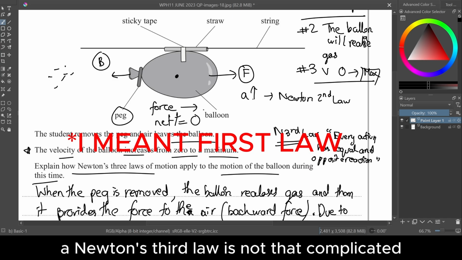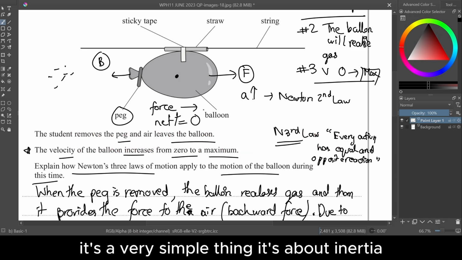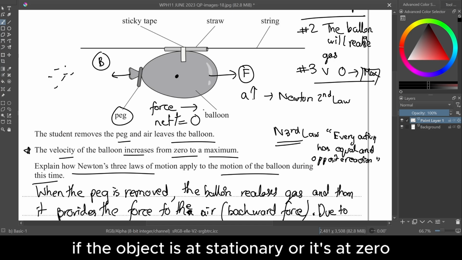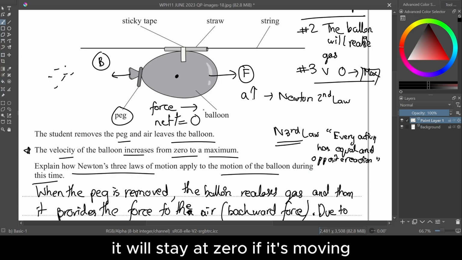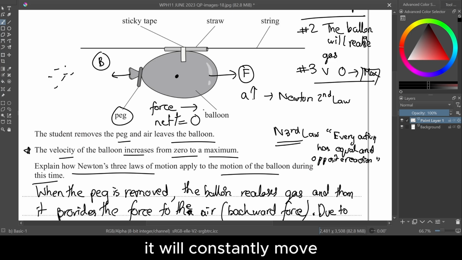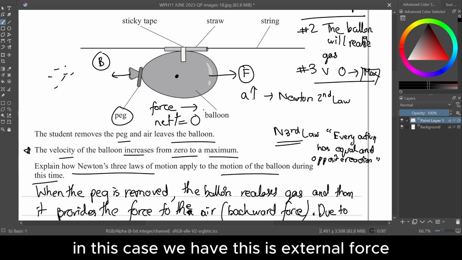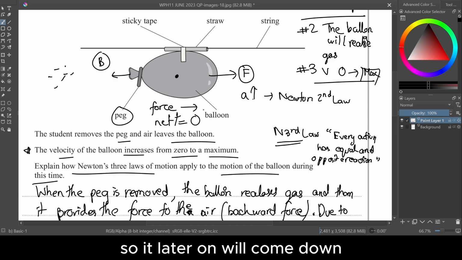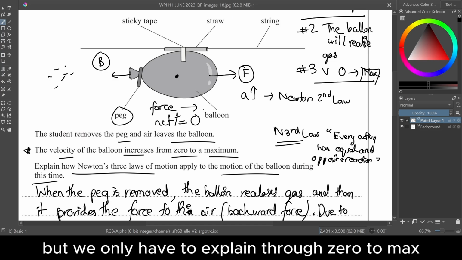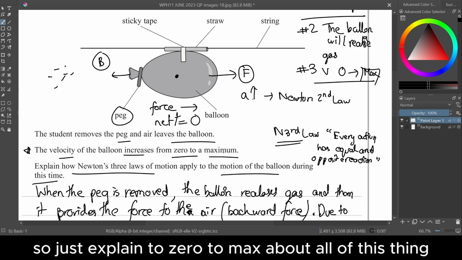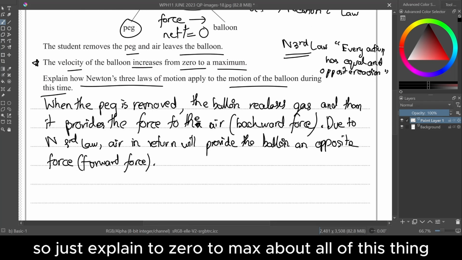By Newton's law, the speed never increases anymore. And Newton's law is not that complicated. It's a very simple thing. It's about inertia. If the object is stationary or at zero, it will stay at zero. If it's moving, it will constantly move unless there is an external force. In this case, we have a resistive external force, so later on it will come down. But we only have to explain 0 to max and not max to 0. So just explain 0 to max about all of this.